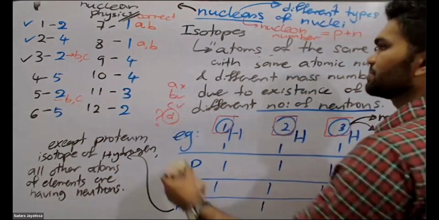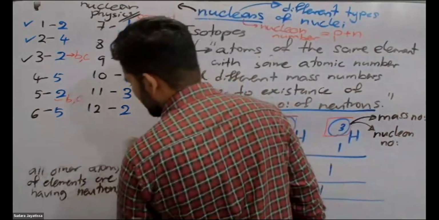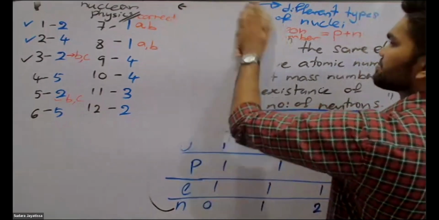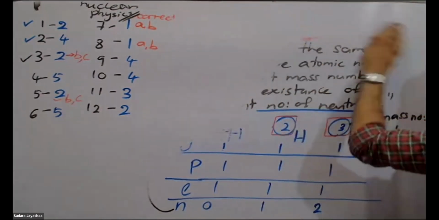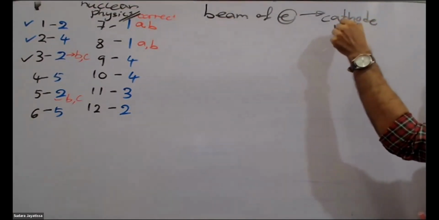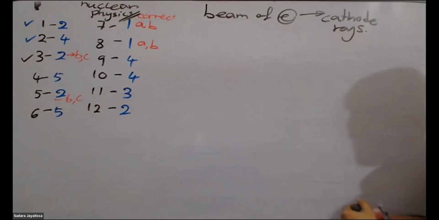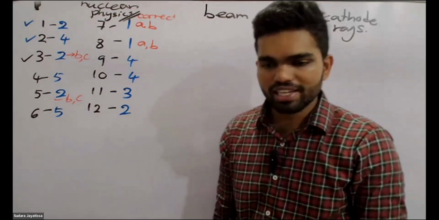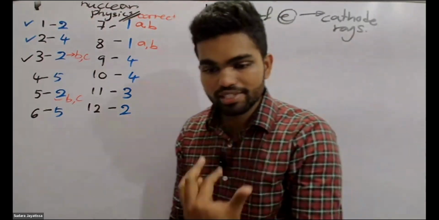So let's write down that beam of electron, in front of that write cathode rays. So you can call it as cathode rays also. So they are asking statements regarding cathode rays. If you just recall some familiar name to you, it will be really easy when you discuss the question and you understand the question.